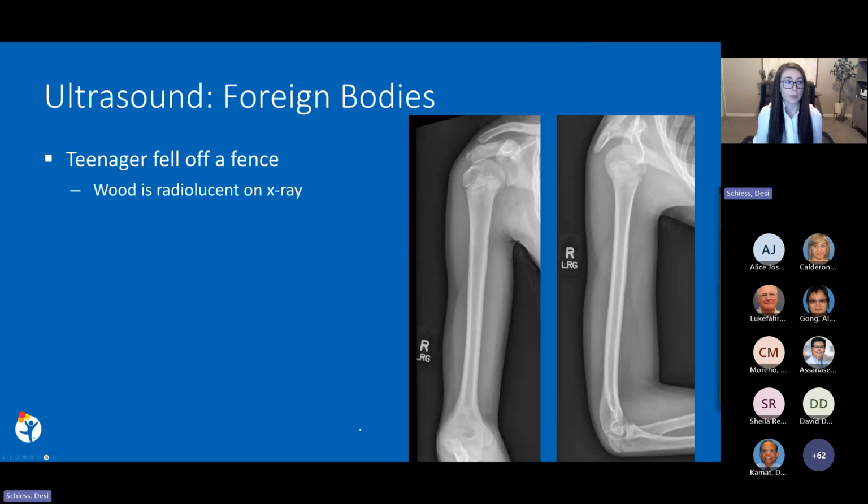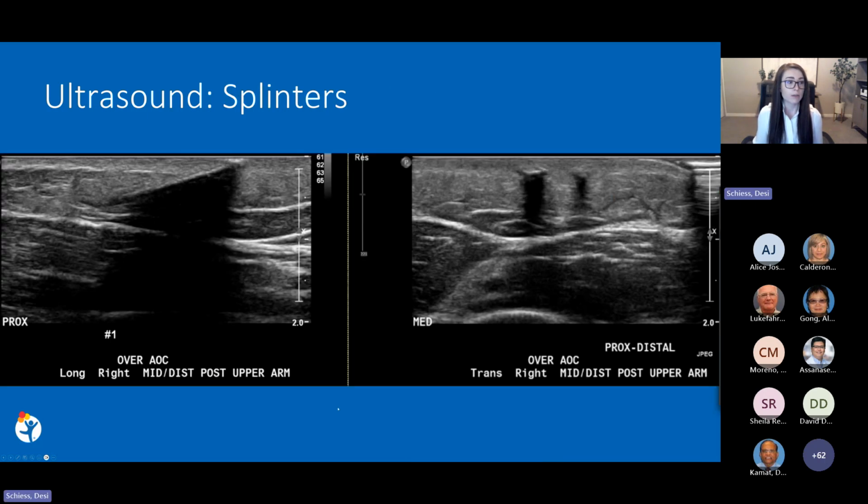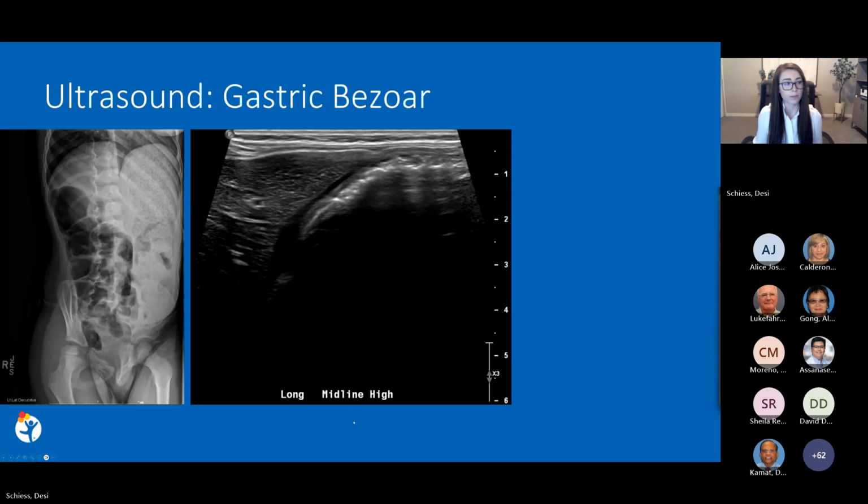Due to the excellent superficial soft tissue contrast, ultrasound is excellent at showing foreign bodies. This teenager fell off a fence. X-ray showed subtle soft tissue swelling, but wood is radiolucent. Ultrasound nicely shows multiple splinters in the upper arm soft tissues.